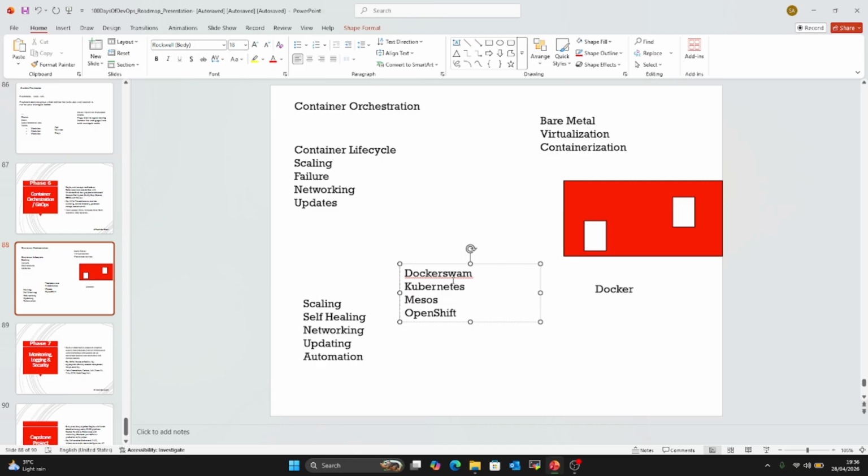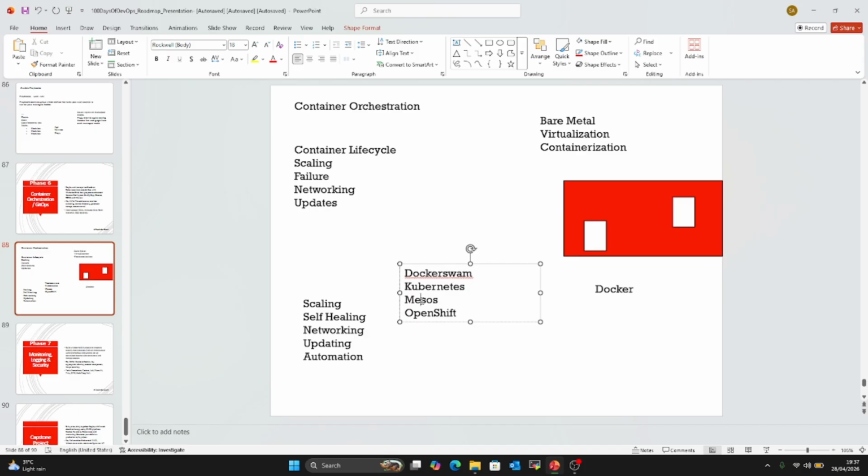Now, Docker Swarm is good, but Docker Swarm does not have the advanced features that we need for enterprise level. Because whatever we are doing, we are doing in a bid to get ourselves prepared for enterprise. So Docker Swarm is not advanced enough for enterprise level container orchestration. It's just not advanced enough.